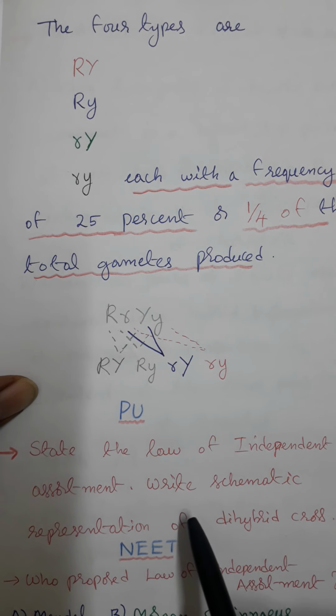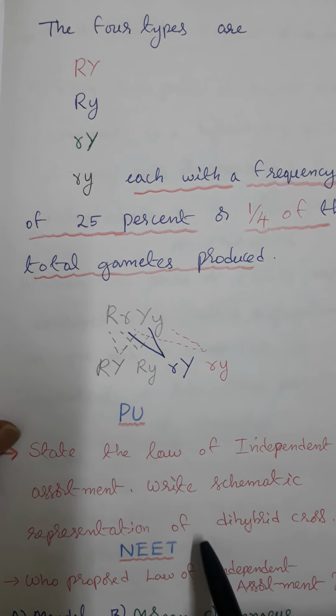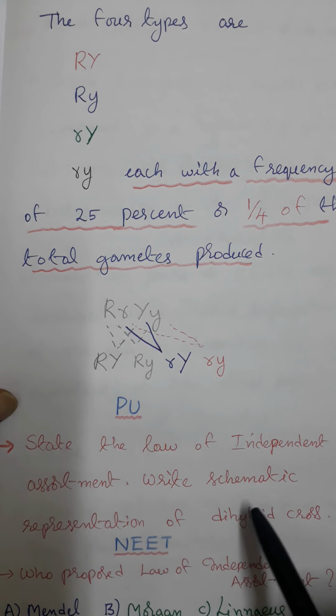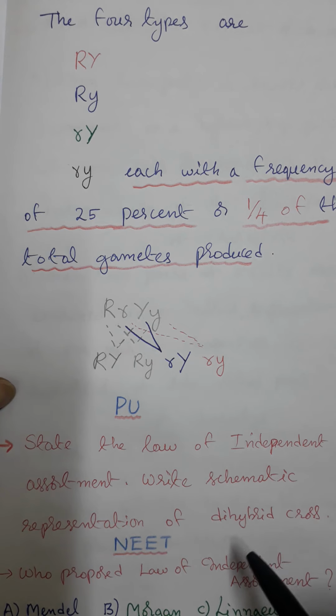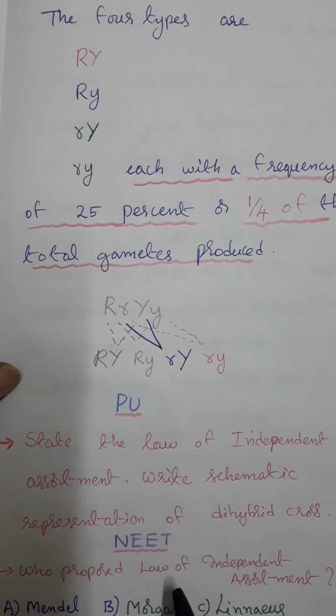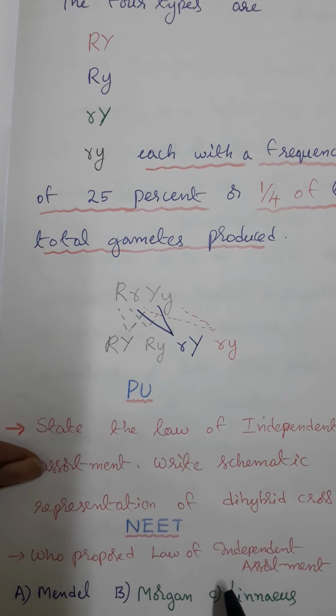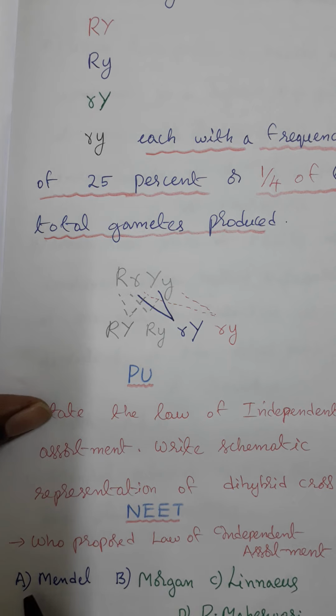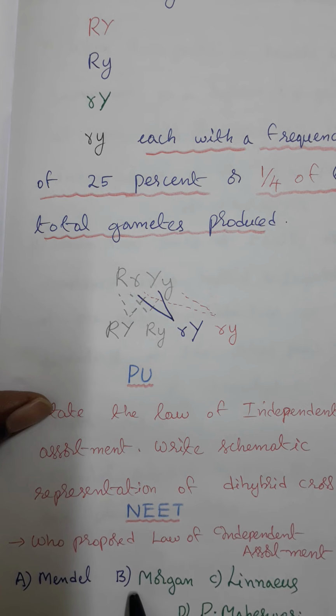Based on this concept, based on the law of independent assortment, the subjective questions are: state the law of independent assortment, and write a schematic representation of a dihybrid cross. Now we will discuss a few NEET related questions. Who proposed the law of independent assortment? What are the options given? Option A Mendel, option B Morgan, option C Linnaeus, option D Panchanan Maheshwari.